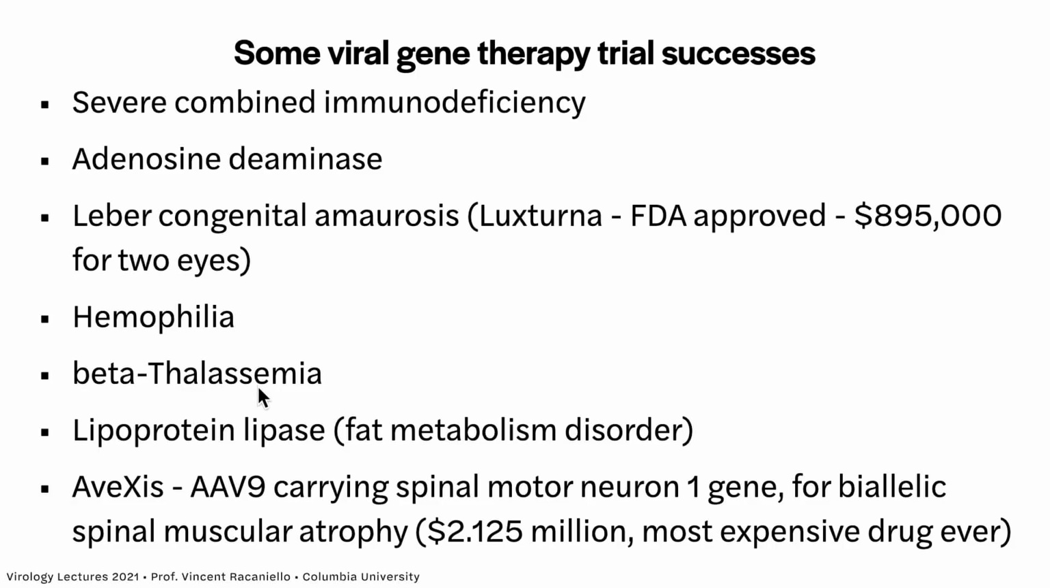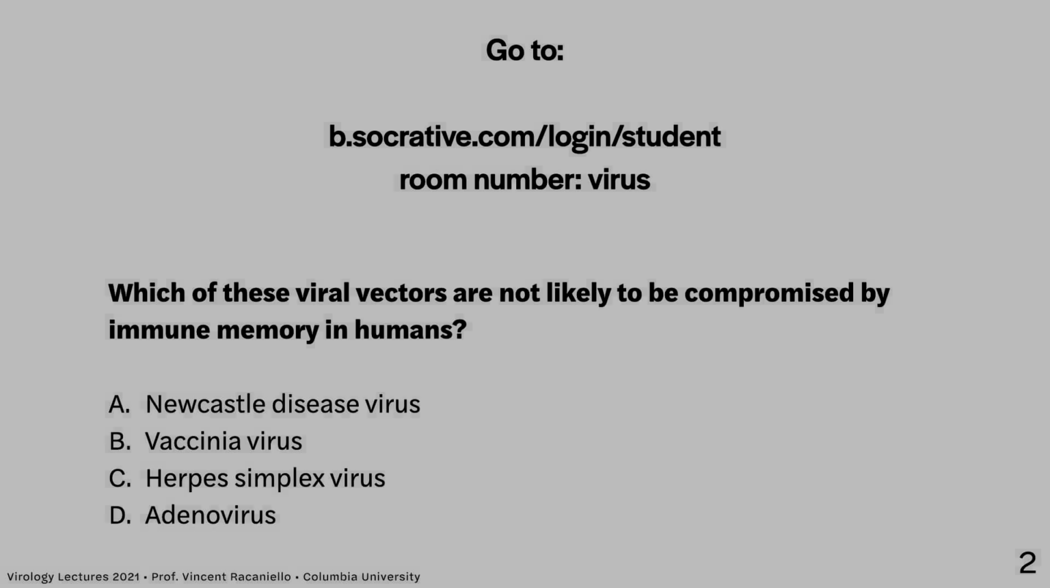Hemophilia, beta thalassemia, lipoprotein lipase. And then there's this one, the most expensive drug ever made. AAV9, adeno-associated virus 9, carrying the spinal motor neuron 1 gene to treat biallelic spinal muscular atrophy. $2.25 million for this. What they're trying to do is recover the costs of the clinical trials, of course, which cost hundreds of millions of dollars. Same thing with the Hep C drugs. They're pretty expensive. And that kind of limits it in other countries, right? So I don't think it's great. I think there's got to be a better way, but it is expensive to do this stuff.